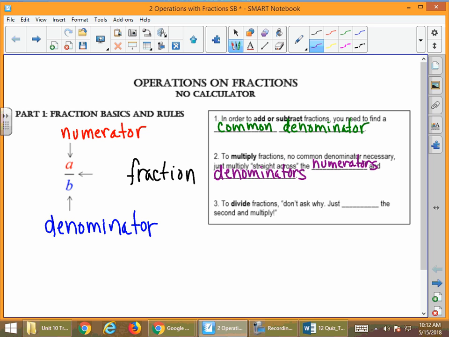To divide fractions, again, we do not need to find a common denominator. The little saying that I have that's up by the clock for those of you who are in the classroom says, when dividing fractions, don't ask why, flip the second one and multiply. And that's pretty much what's written down here on number 3. To divide fractions, don't ask why, just flip the second and multiply. And here's how they work.